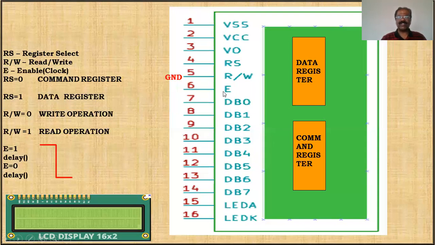It's a negative edge clock. Therefore, first we have to make it high. The enable must be high. Then after some delay in terms of microseconds, make it low. That is high, then low with a small delay.